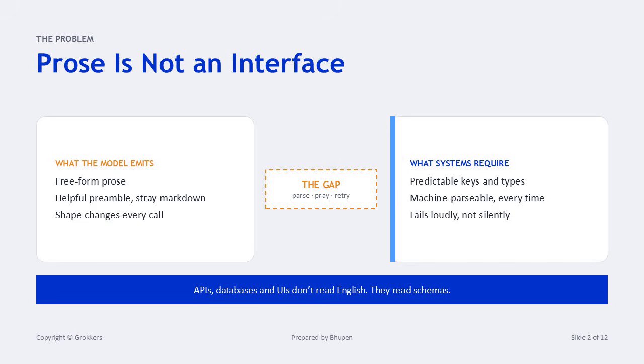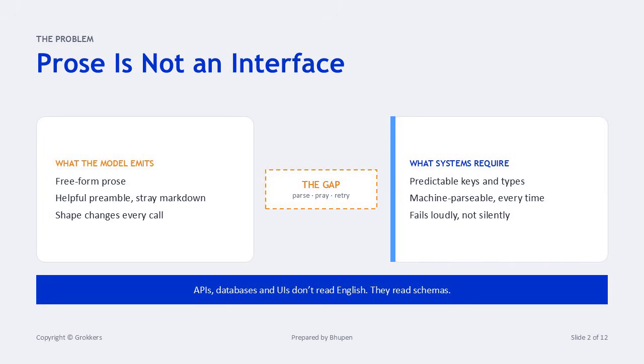It's worth being blunt about the starting point, because a lot of tutorials skip it. A language model is trained to produce text that reads well to a human, and that objective has almost nothing to do with what the rest of your stack needs. On the left, you can see what actually comes back. Prose, a friendly preamble nobody asked for, some stray markdown fencing, and a shape that quietly changes between one call and the next. It's genuinely good writing. It's also unusable as a payload.